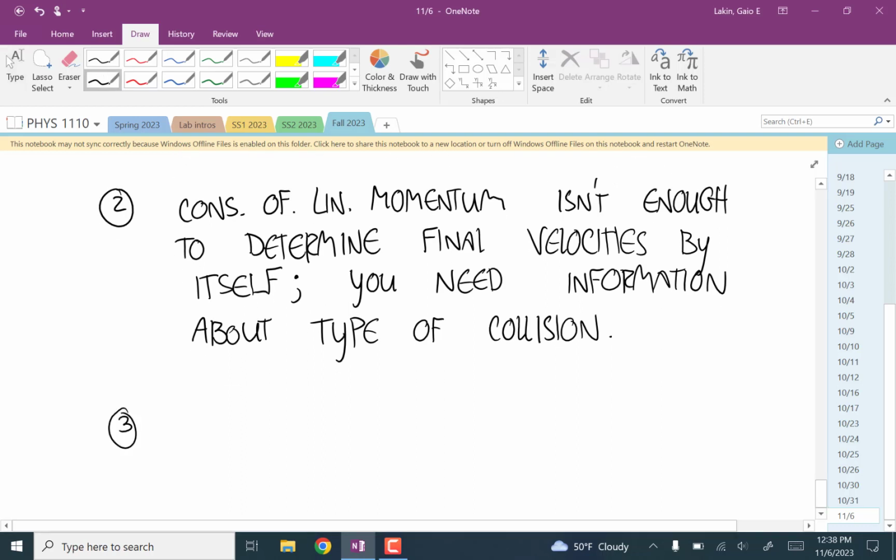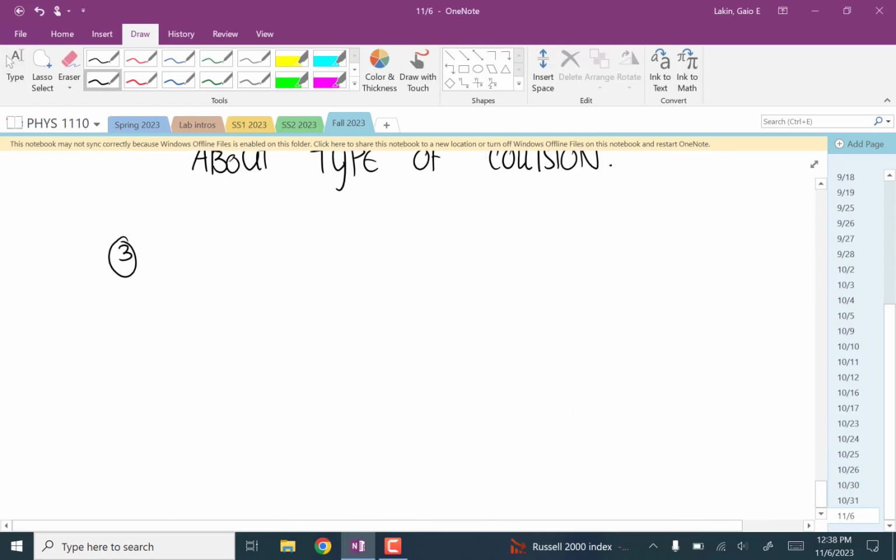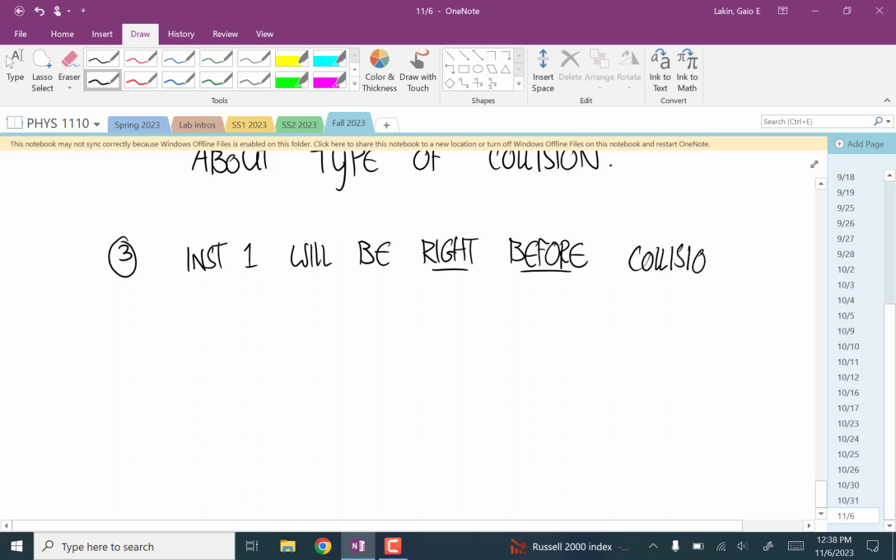And then the third thing is, in this definition here of conservation of linear momentum, I have instant 1 and instant 2. When we use this for collisions, instant 1 will always be right before the collision. And instant 2 will be right after the collision.